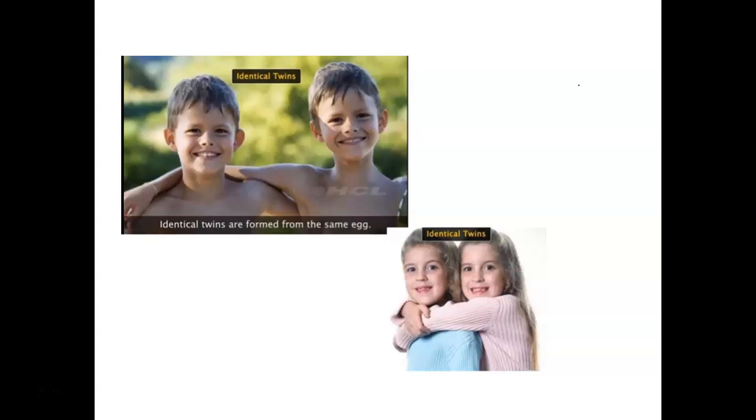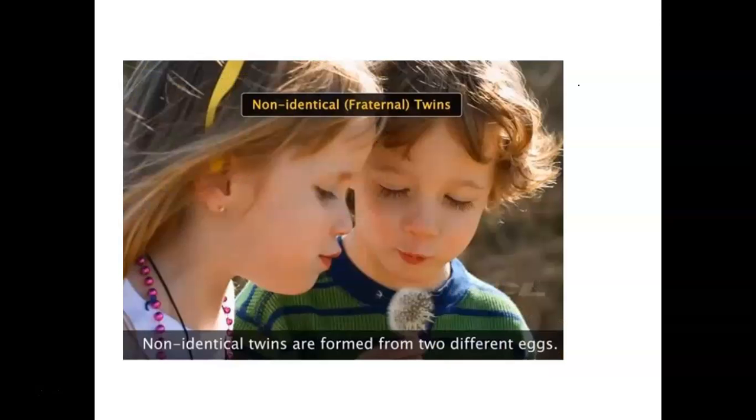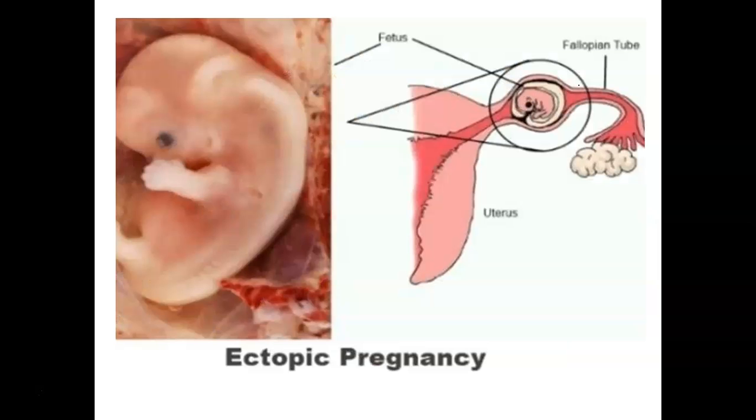Yeah, we can see the picture. Identical twins are formed from the same egg. Two brothers, two sisters, right? From the same zygote. And non-identical, fraternal twins are formed from two different eggs. Okay. Yeah, this is the picture of ectopic pregnancy, because here there is premature zona hatching and ectopic pregnancy in the fallopian tube. So that's all for today's class. Thank you so much, children.